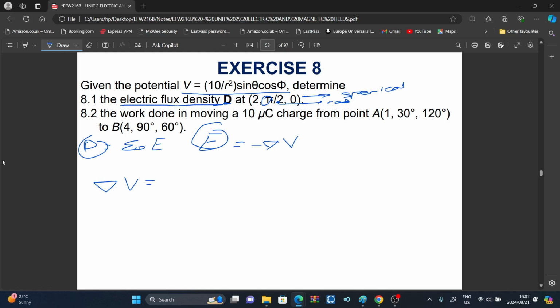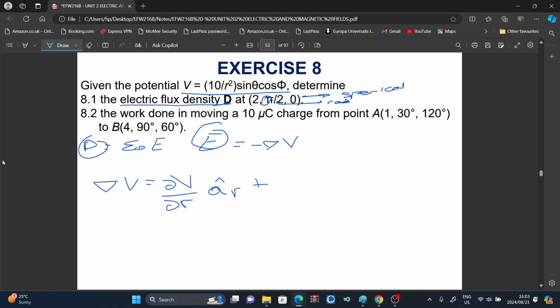We need to differentiate V in terms of R. This small triangle symbol just means we are differentiating our voltage in terms of each of them. So it's a partial differentiation now. With a unit vector, we'll have our partial derivative of V with respect to R, then our unit vector in terms of R.